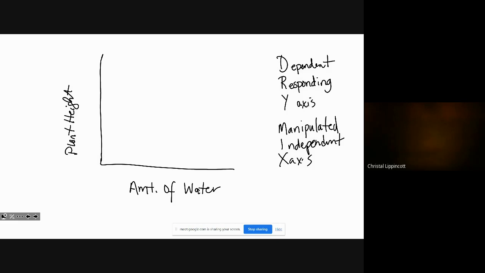I also, with these labels, need to include at the end in parentheses what unit I measured that in. So let's say that we measured the amount of water in milliliters, and we're measuring the height of the plant in centimeters. You get a point for this, a point for this, a point for this, and a point for this when I grade graphs.